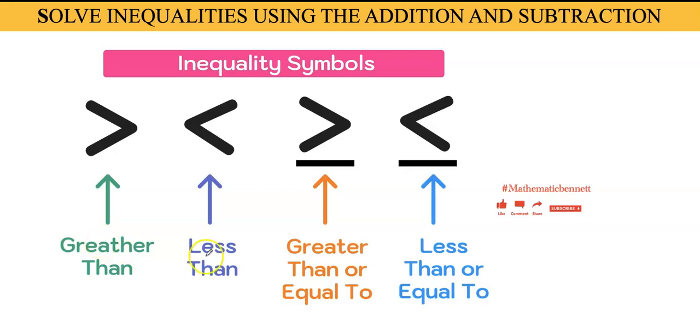We have greater than, less than, greater than or equal to, because it has that little equal to on the greater than as well, and we have less than or equal to. So it has a less than sign with the equal to on it as well.